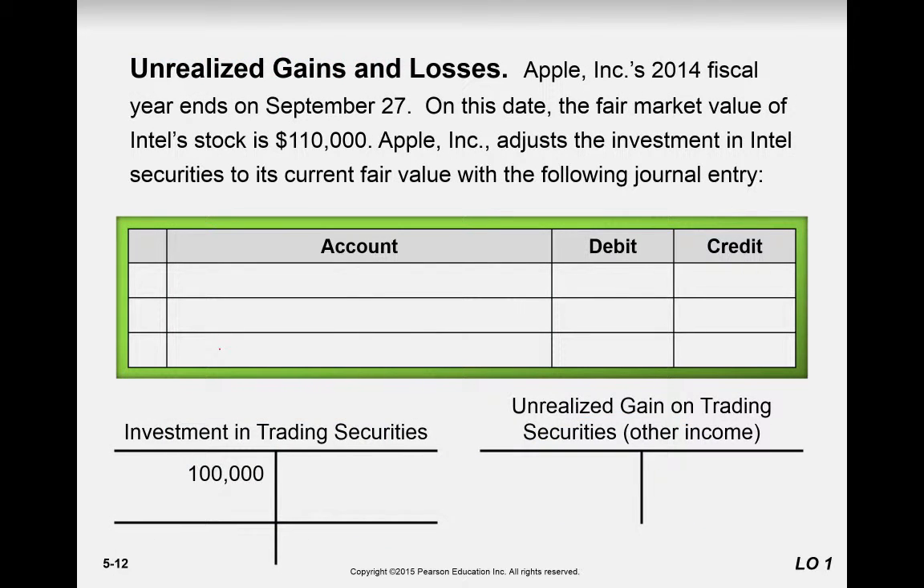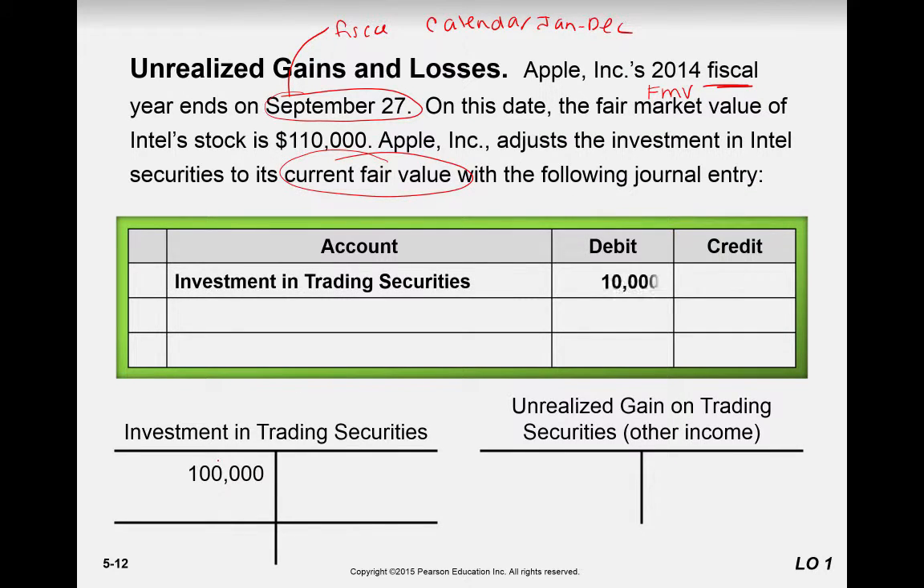So now let's talk about how to record these unrealized gains. Now we're back to Apple in our 2014 fiscal year, which ends on September 27th. It is a fiscal year because remember, a calendar year would start in January and end in December. Because this is a different year-end date, it is a fiscal year. On that last year-end date, the fair market value of the stock was now $110,000. So what we have to do is adjust the investment to its current fair market value.